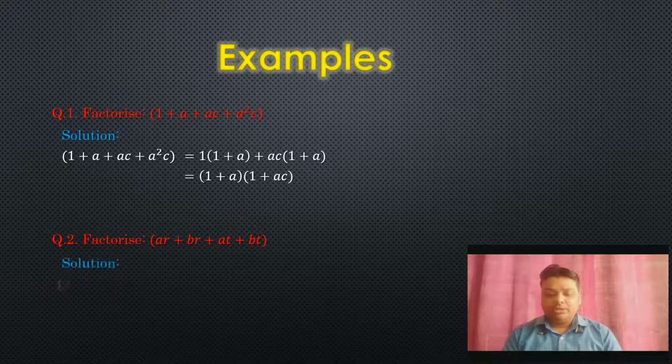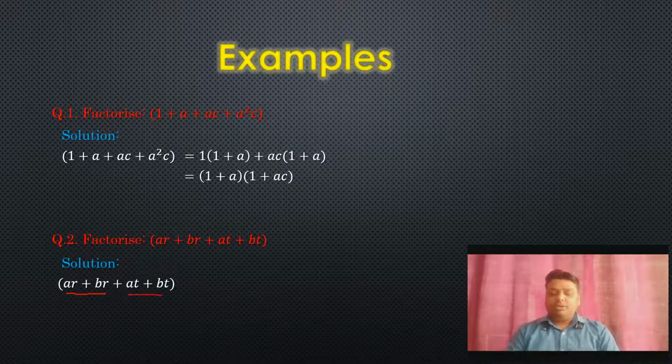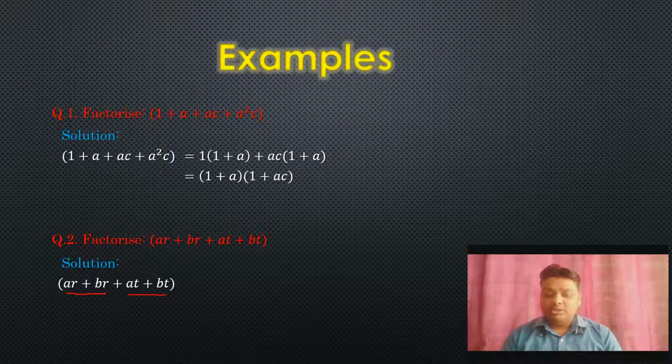Now here you can see we will make a group with two terms. First group AR plus BR and second group AT plus BT. Okay. Now here you can see that in these first two terms, what is common? Here A and R and here B and R. So you can see that R is common in both the terms. So we can take R outside, and here also. Here R is common, and here T is common.